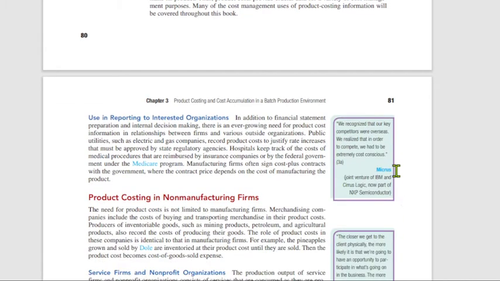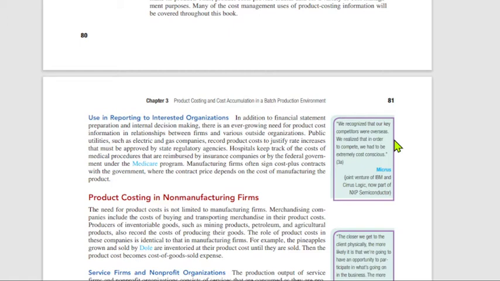According to macros, we recognize that our key competitors were overseas. We realized that in order to compete, we had to be extremely cost conscious. So under our course, yung updates in managerial accounting, our orientation here is that we already know the basics of managerial accounting. Kaya yung subject natin ay updates na lamang.